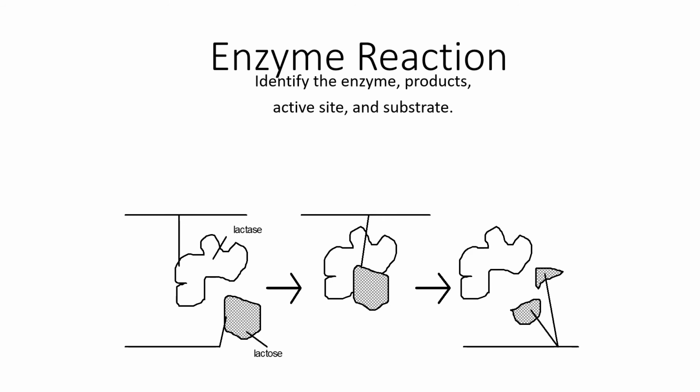Alright, so I'll give you a moment to take a look here and see if you can identify the enzyme, products, active site, and substrate. Alright, so we know that ASE is an indicator for an enzyme. So lactase here is an enzyme. The substrate it's acting upon ends in OSE. That happens to be a sugar. So this particular substrate happens to be a sugar. That may not always be the case. Where the two join together is called an active site. And what we create over here are the products. And this again happens to be a breakdown reaction or a hydrolysis reaction.